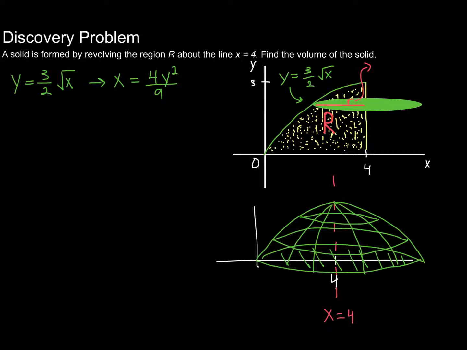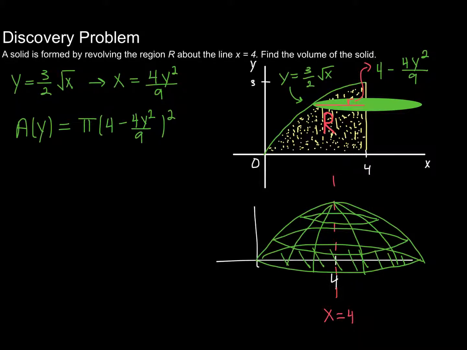Therefore, my radius is simply going to be 4 minus this x-coordinate, or 4 minus 4y squared over 9. And thus, I can write an equation for the area of my cross-section. Note it's going to be in terms of y. I'm going to be summing all of those volumes along the y-axis. And it's going to be pi r squared. So pi times our radius, which is (4 minus 4y squared over 9) squared.